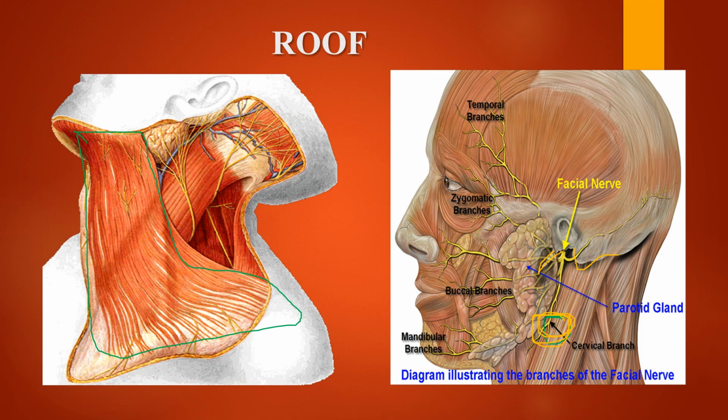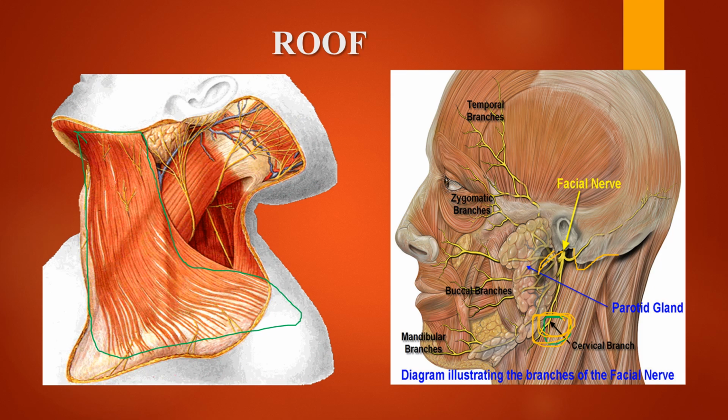Soon after that, it will be giving off the terminal 5 branches. If I am not wrong, we have seen this already in the facial nerve. Yes. So one of its terminal branches is going to be the cervical branch. This particular branch is related superficial to the roof of the digastric triangle.